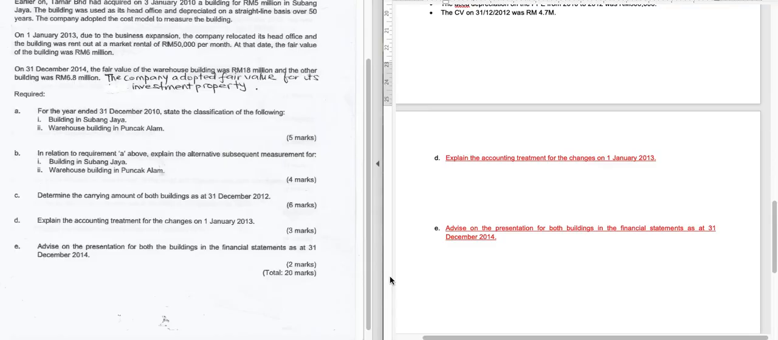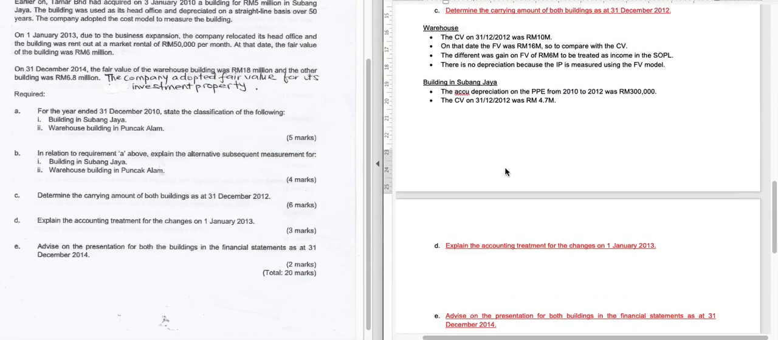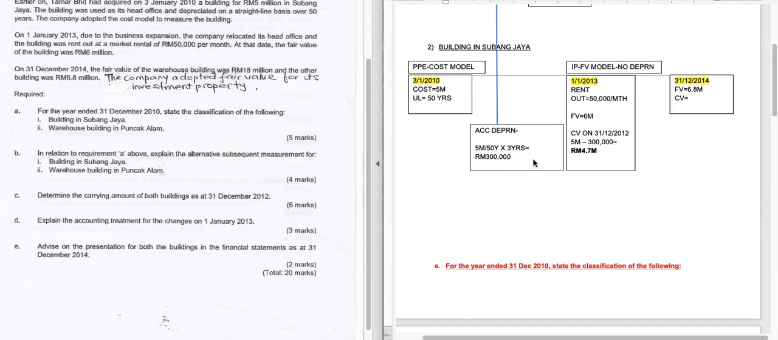Explain the accounting treatment for the changes on 1st January 2013. So we have to explain whatever happened on this date. There was a transfer from PPE to IP, and the fair value on this date is 6 million, and this fair value is deemed to be the carrying value of the IP. So we compare the fair value and the carrying value.